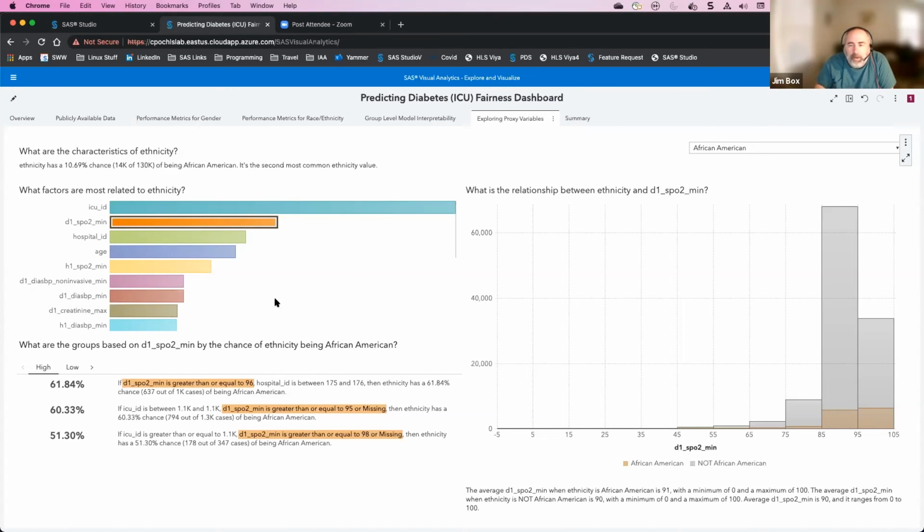But this is something you wouldn't necessarily have had any idea was going on in your model, right? You wouldn't have any idea that it was doing something that was predicting ethnicity. I can sort of understand the ICU and the hospitals, but that pulse oximetry was something that really came up, right? So that's my presentation.